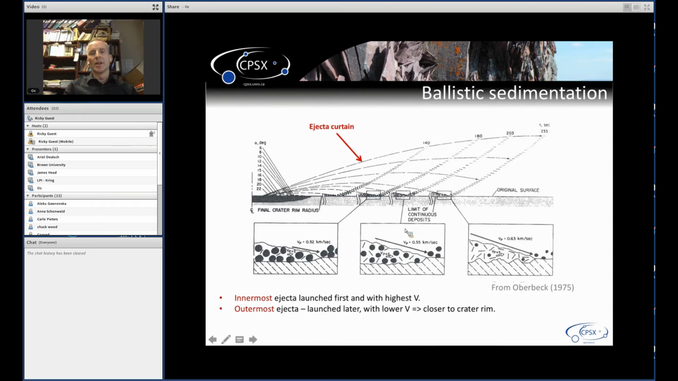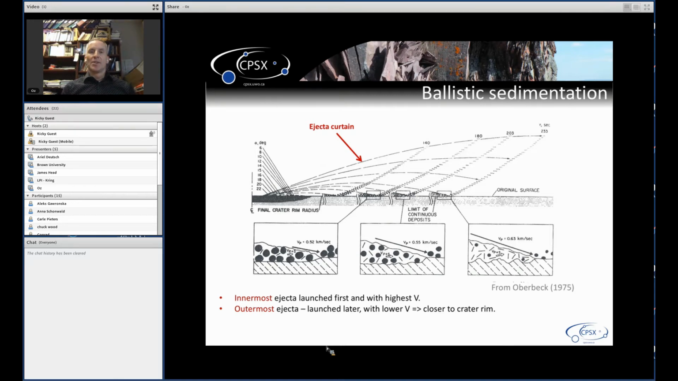The other important thing here is these three little boxes that are snapshots, of course, because this is not a static process, of what that ejecta blanket would look like at three different radial distances. I haven't sought to modify this diagram at all. This is the original from Oberbeck, 1975. What you see in these little diagrams in black is VP, the primary ejecta derived from the transient cavity.